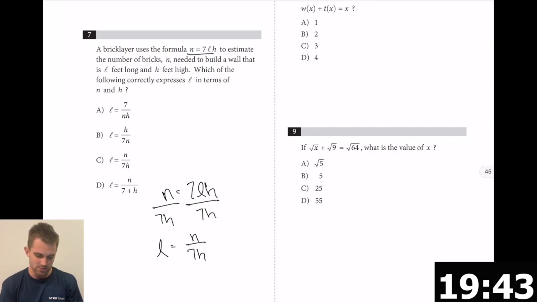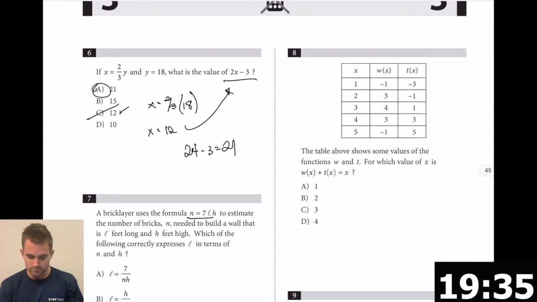Let's see which one of those is equal. N. Let's make sure we get that one. Yep, so number 7, the answer choice is C. Let's keep moving. Number 8.